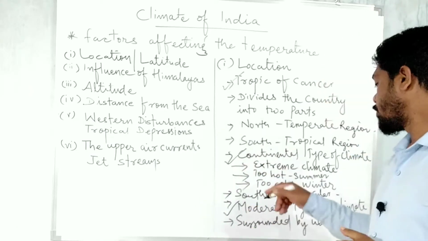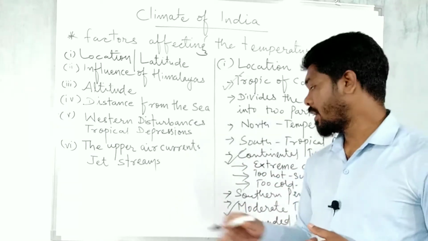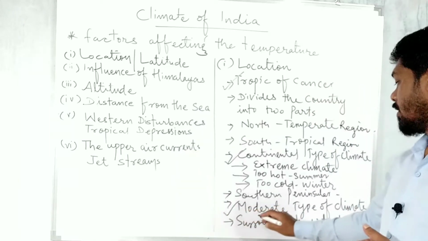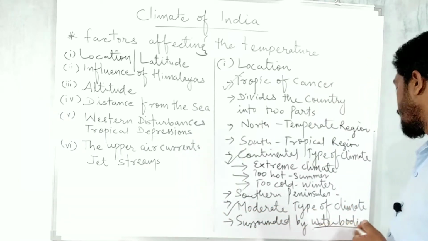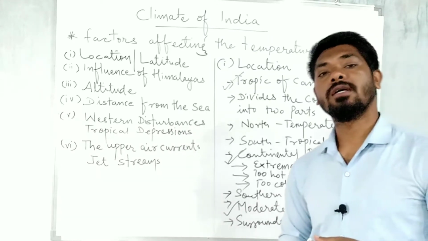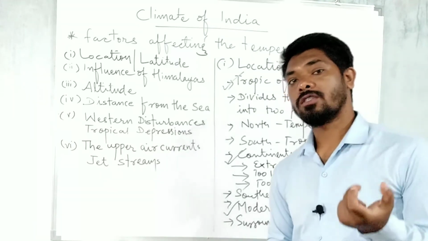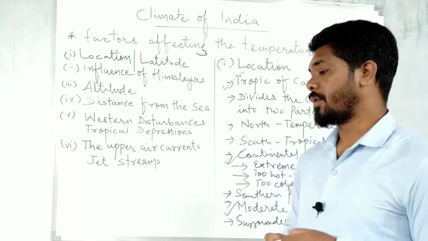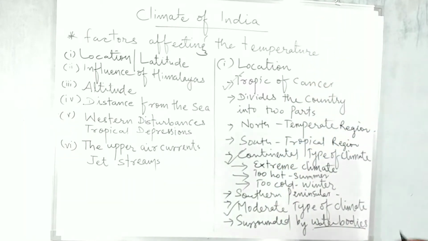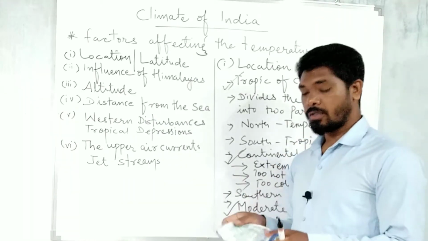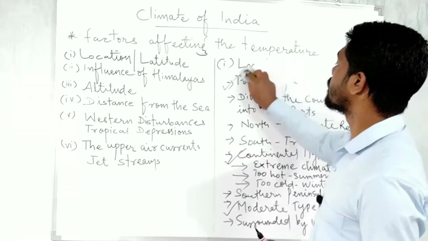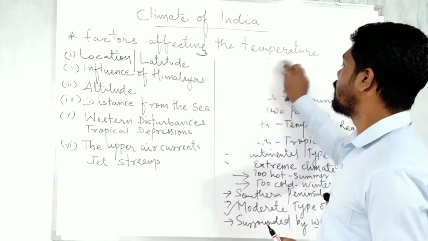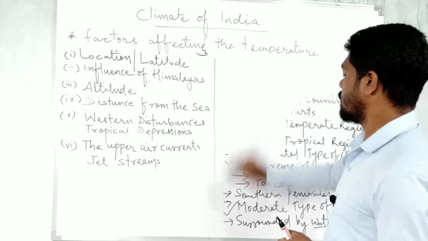Then the moderate type of climate: these areas experience it due to the water bodies surrounding them and the effect of the land breeze and the sea breeze. All right. So now let us discuss the second point, that is the influence of the Himalayas.